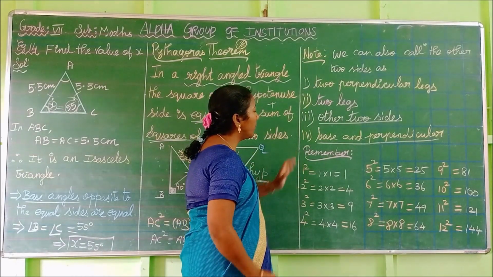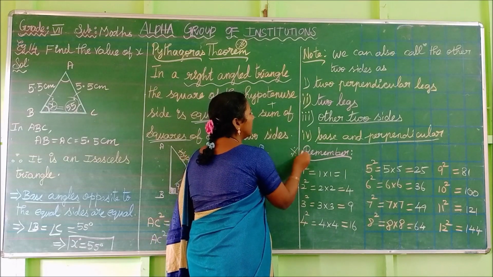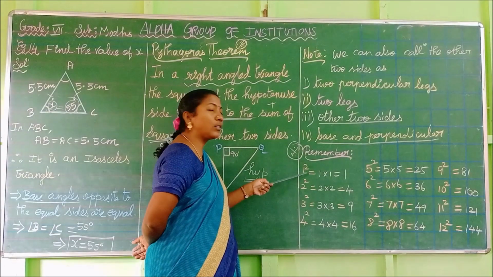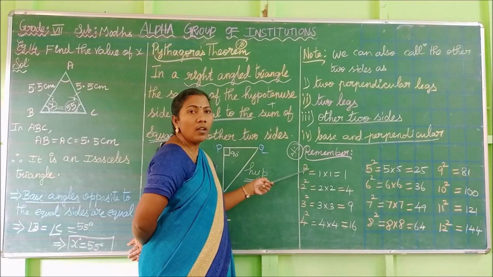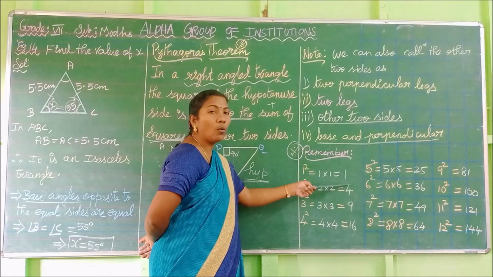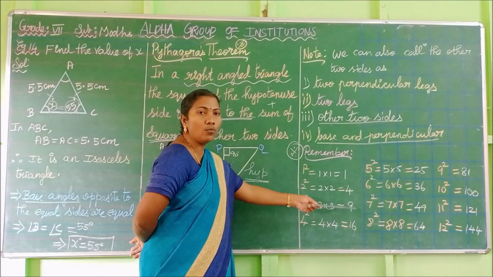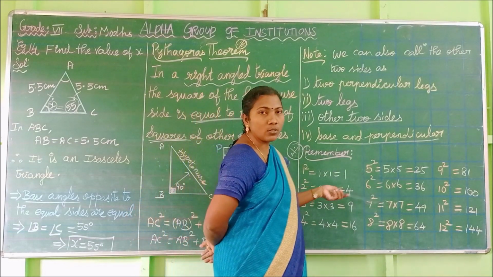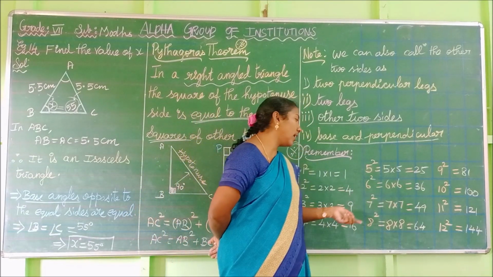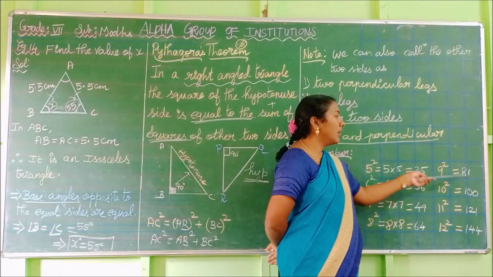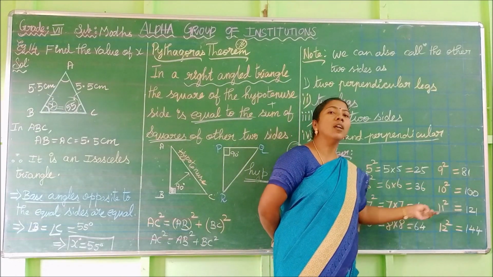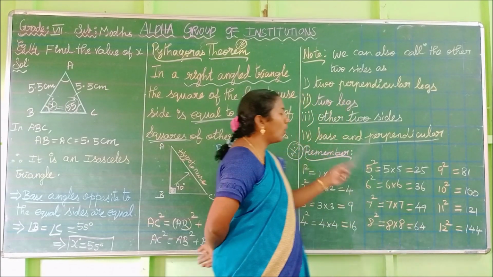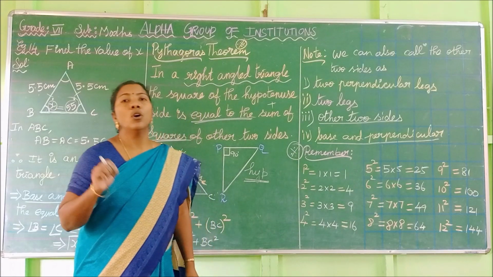Next we are going to remember this. Definitely you have to memorize these values, children, up to 25 square. Now we are going to find the value of squares of numbers. 1 square: 1 into 1, 1. Similarly 2 square, 2 into 2, 4. 3 square 9, 4 square 16, 5 square 25, 6 square 36, 7 square 49, 8 square 64, 9 square 81, 10 square 100, 11 square 121, 12 square 144. So you have to definitely memorize the values up to 25 square.